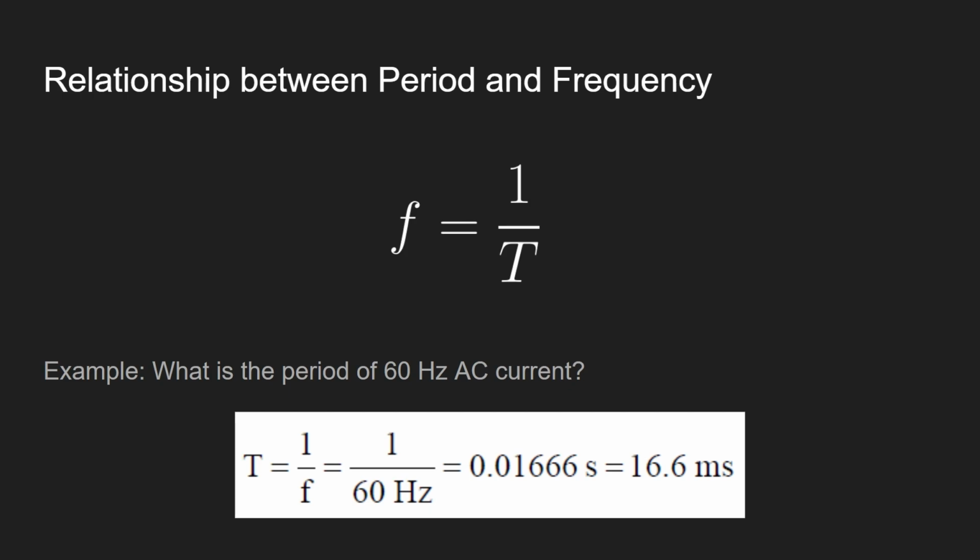Last lesson we talked about how to convert to SI units, right? Milli means divide by 1000, so 0.0166 seconds is 16.6 milliseconds.